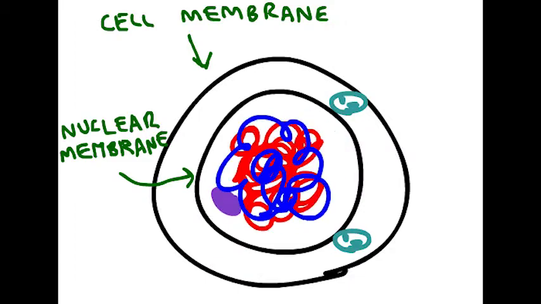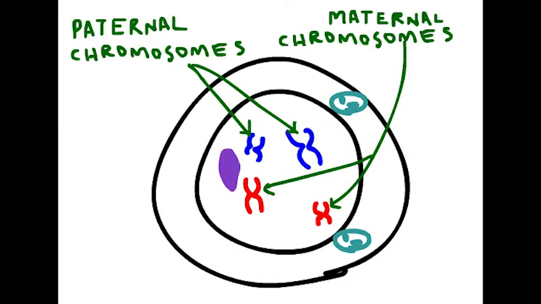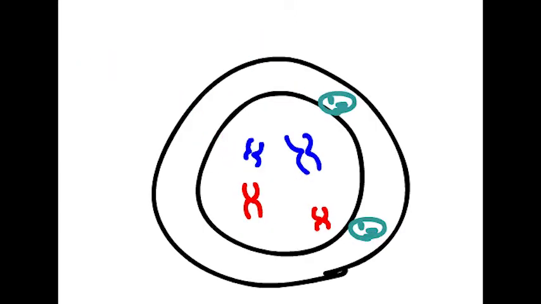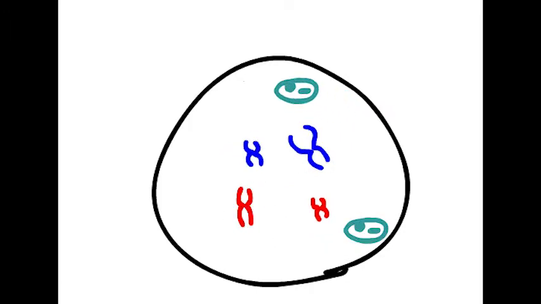In the first mitotic phase, prophase, the chromatin condenses into chromosomes, with each chromosome consisting of two identical sister chromatids joined by a centromere. Also, the nucleolus disappears and the nuclear membrane breaks down, enabling microtubules to form.